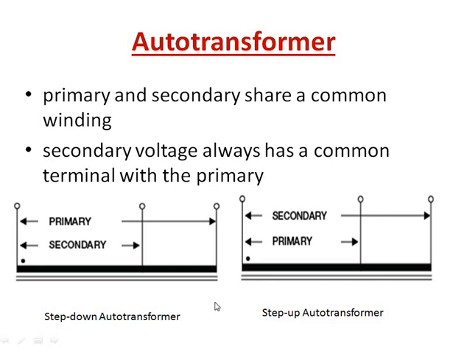The next one is called the auto transformer. Here the primary and secondary share a common winding. So here the secondary voltage is always taken with a common terminal with respect to the primary. Here we are having the secondary part, this one is the primary part. This transformer is called the step down transformer, when the secondary winding is very much less when compared with the primary. Then here we are having the primary which is less than the secondary. Here we have the step up auto transformer.